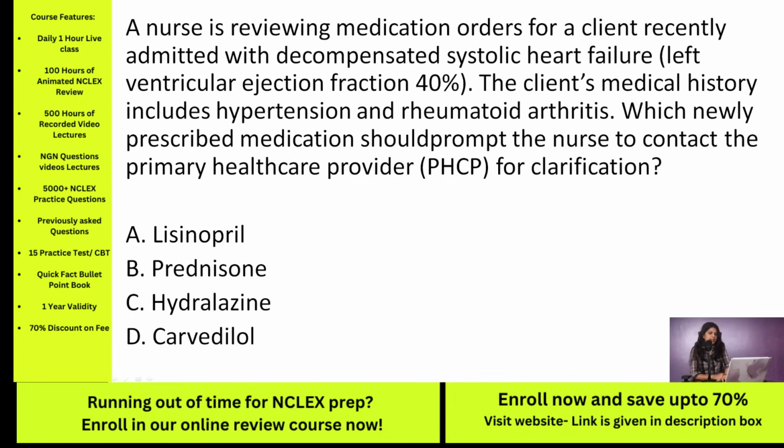A nurse is reviewing medication orders for a client recently admitted with decompensated systolic heart failure, defined as a left ventricular ejection fraction less than 40%. The client's medical history includes hypertension and rheumatoid arthritis. Which newly prescribed medication should prompt the nurse to contact the primary healthcare provider for clarification? Let's carefully go through the answer options together.